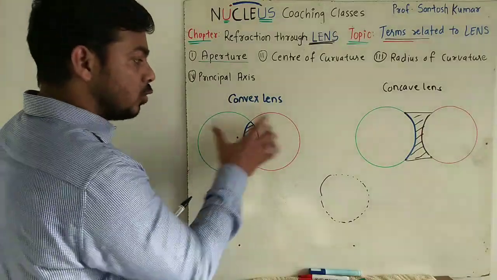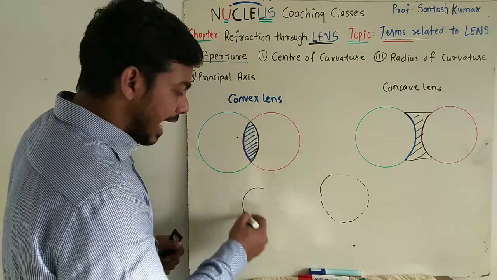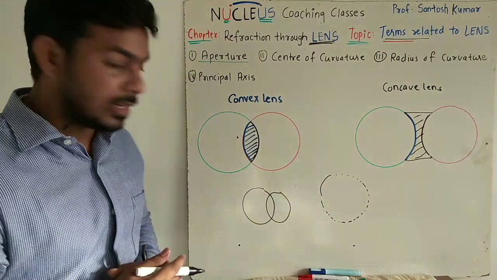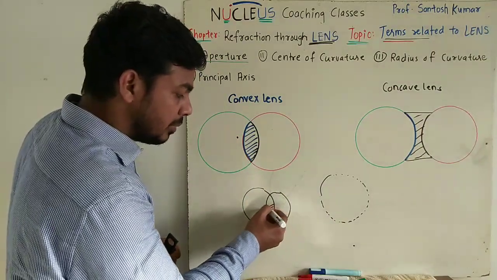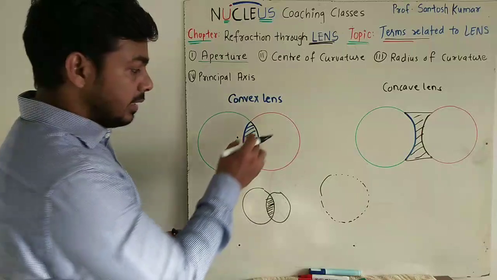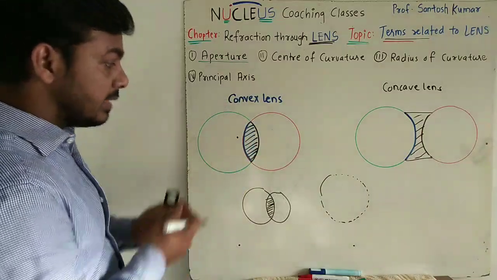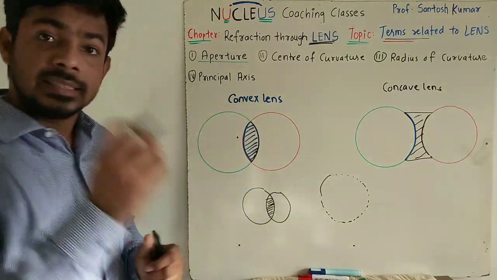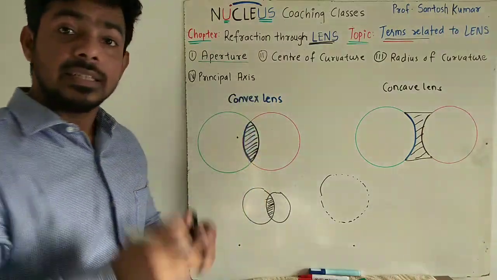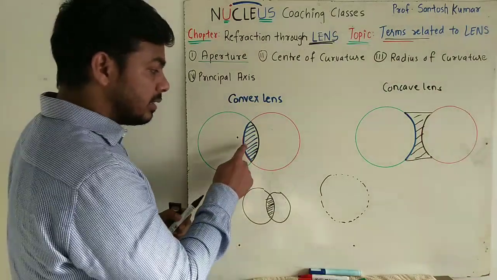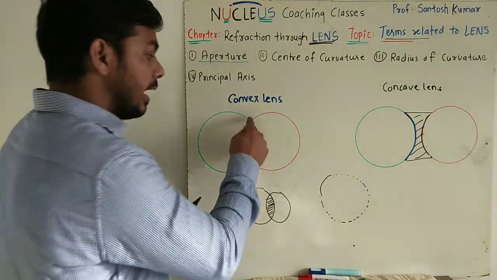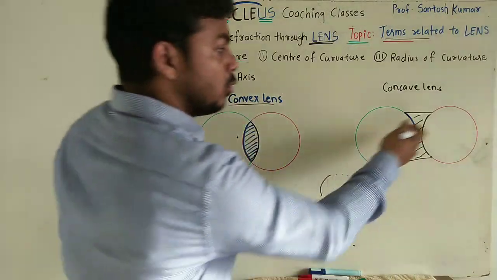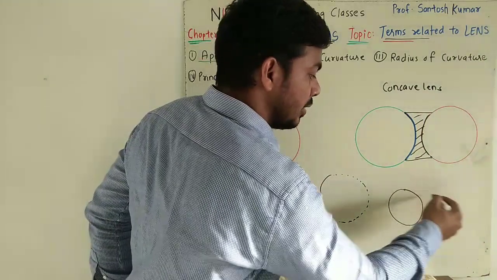So if I consider two spheres, and if the two spheres actually intersect, the common portion between them which we have obtained is nothing but a lens. The middle part of the lens is thicker and the edge is thinner. Okay, so by definition the lens which is thicker at the middle and thinner at the edges is nothing but a convex lens.